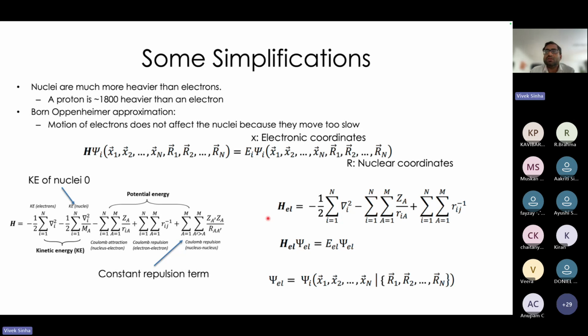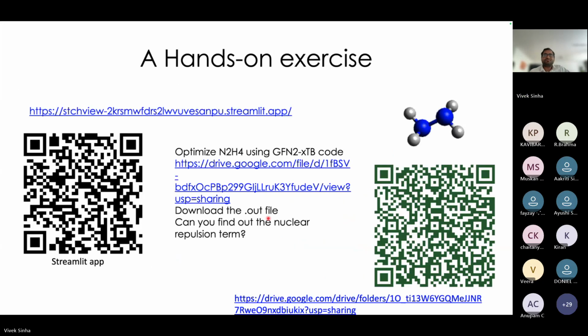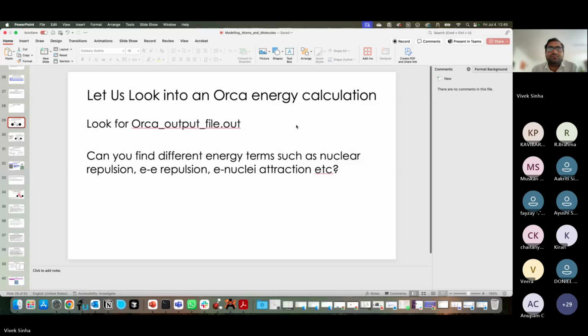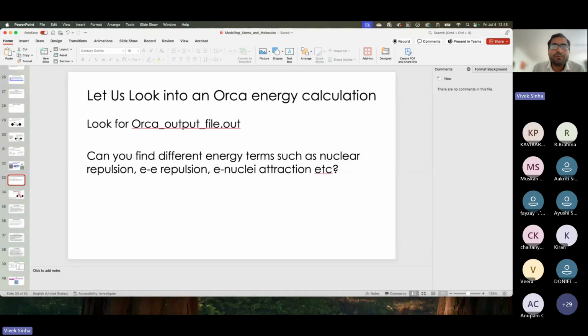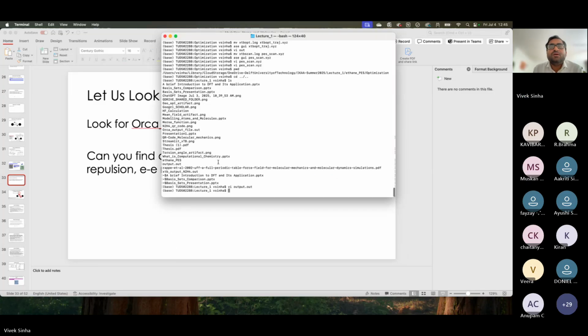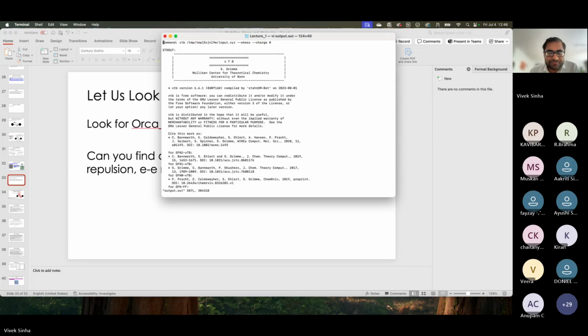Okay, let's move on then. So now we have made some simplifications. We know that it's essentially the nuclear part we can deal with, but the electronic part is important. Let's go back to our hands-on exercise that we did earlier. So let me open the terminal and show you something. What we did was we did geometry optimization using our GFN2-xTB calculator, and we had an output file, right?